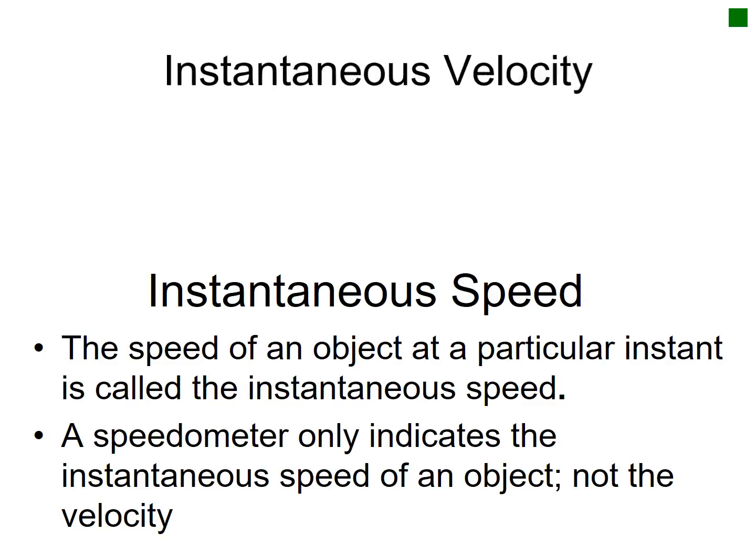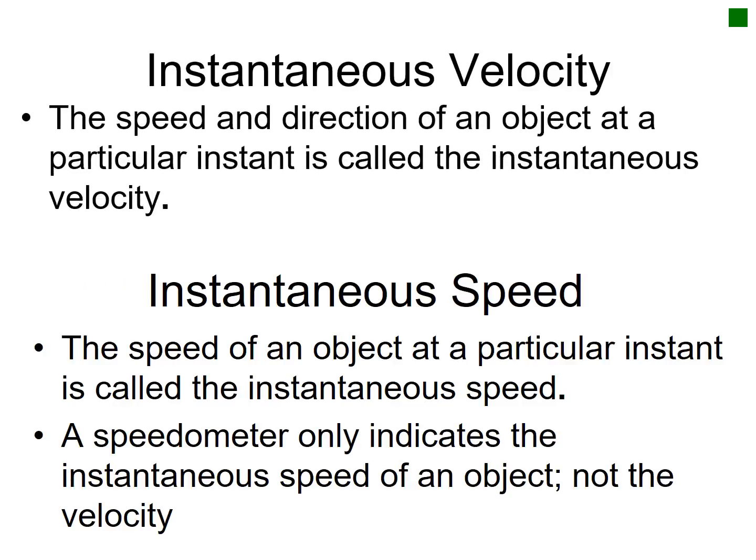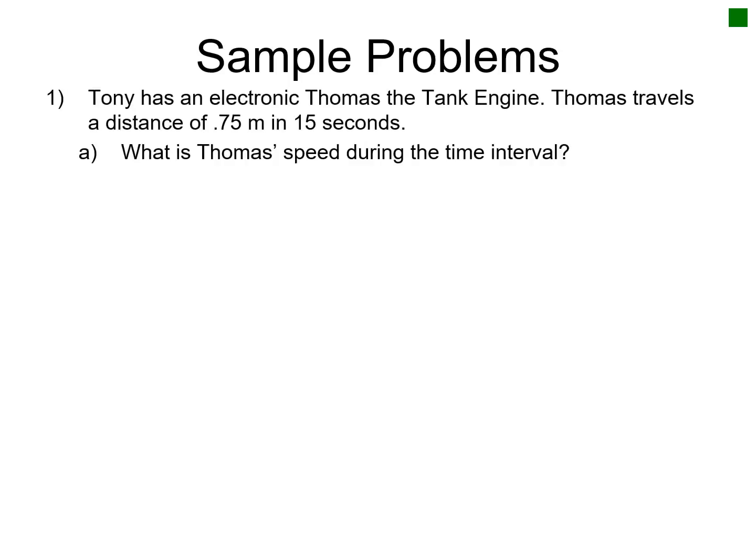Okay, instantaneous velocity, that is the speed and direction of an object at a particular instant. All right, whereas instantaneous speed is just the speed of an object at a particular instant. And remember that that's the function of a speedometer in a car. All right. So the key here is the difference between velocity being speed and direction, whereas speed is just speed, how fast, no direction. All right, so a couple sample problems.